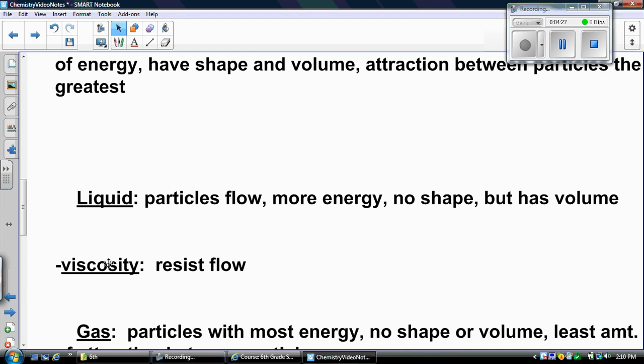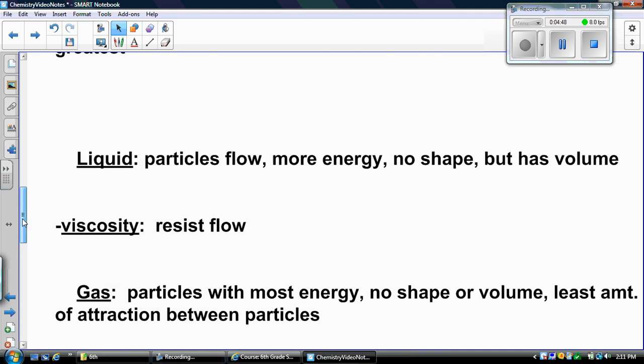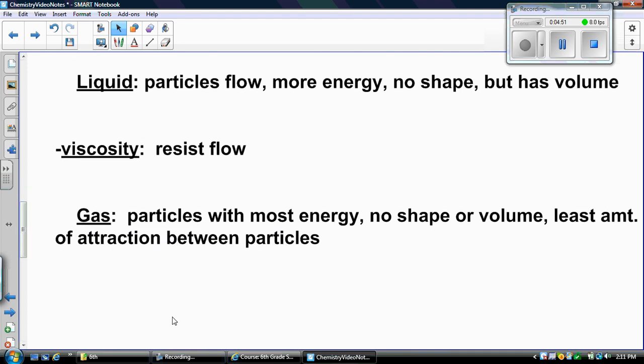So if a liquid has a high viscosity, then it doesn't flow very easily. Like maple syrup doesn't flow very easily compared to like oil, which flows very easily. So maple syrup would have a high viscosity, a high resistance to flow. Oil would have a low viscosity, a low resistance to flow. The last phase of matter is a gas. Particles have the most kinetic energy, and because they're moving around all over the place, they don't take a particular shape.